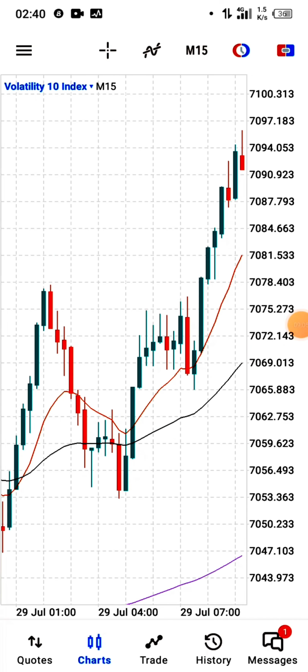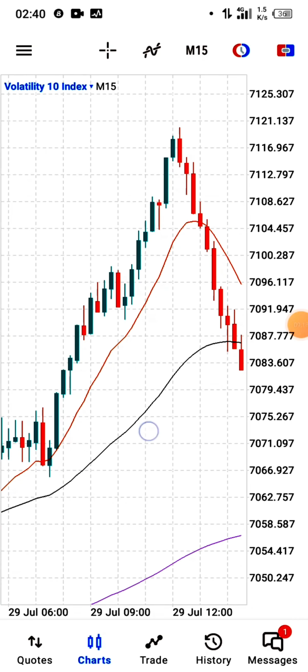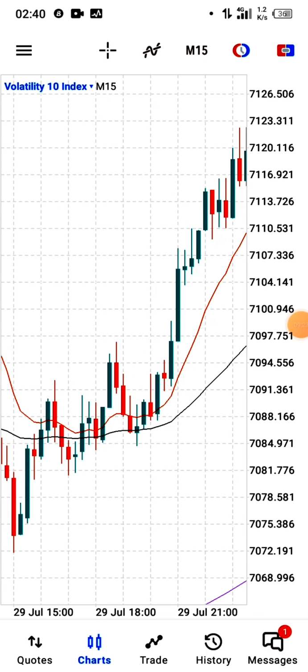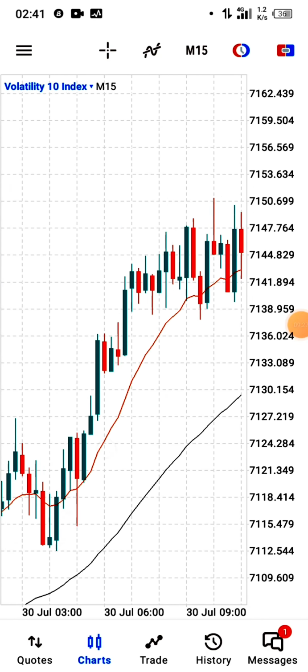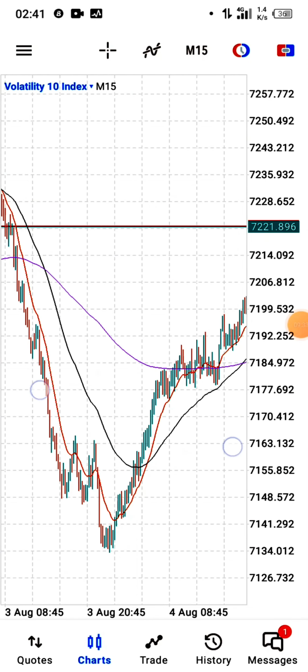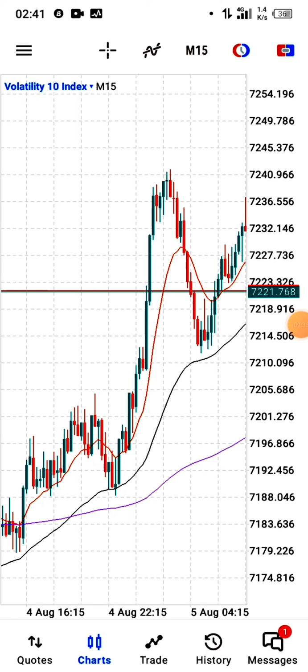Though there are some pullbacks over here, what do you have to know about pullbacks? Pullbacks are just an opportunity for you to enter more positions. I don't like people who hate pullbacks, because they're just an opportunity for you to enter again. And if you had missed that trade, it's just another opportunity for you to enter. So that's what you look for. Then the sales setup is just the same thing, just the opposite.